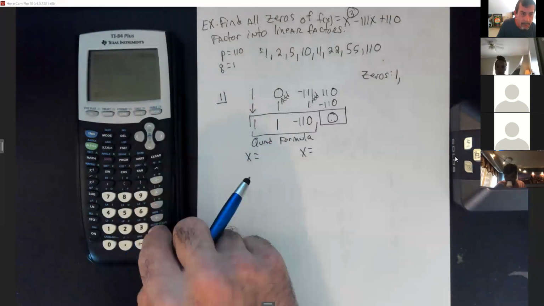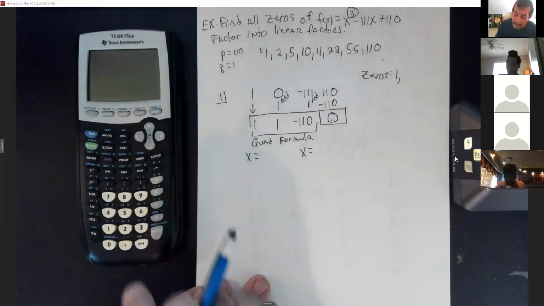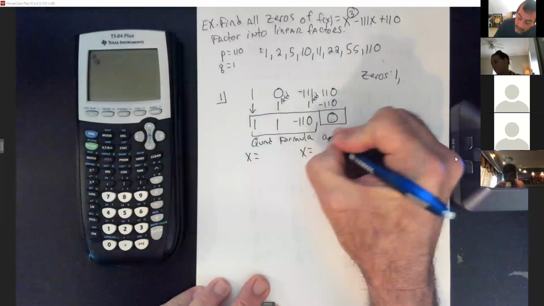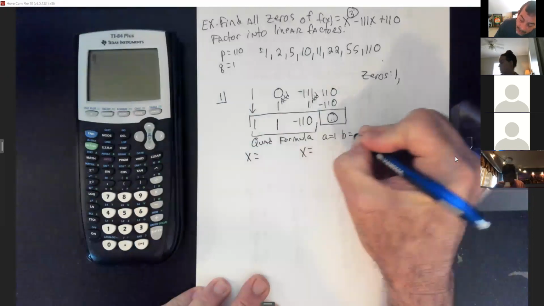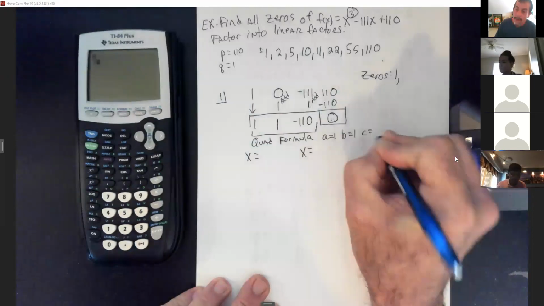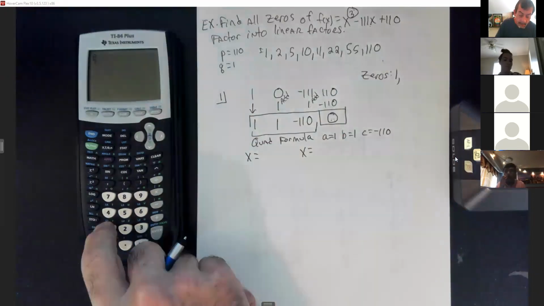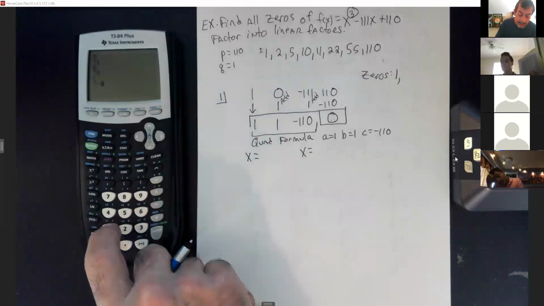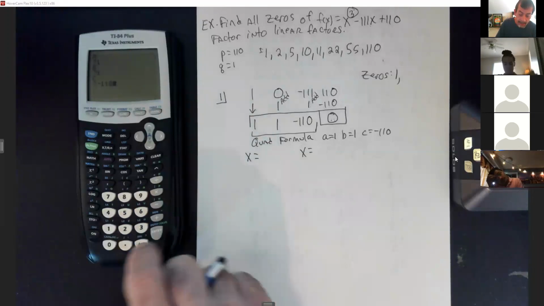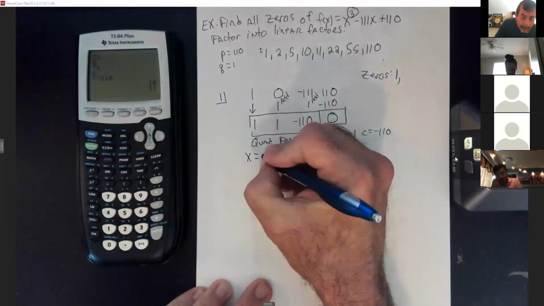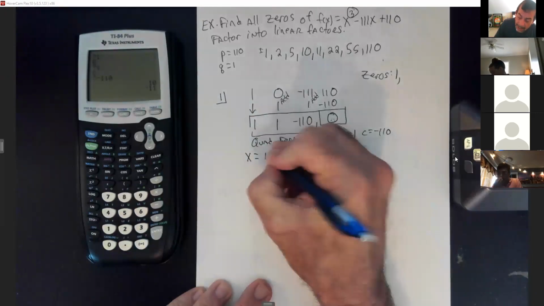Hit enter on quad and enter. So now remember, A will be 1, B will be 1, and C will be -110. So here we go. 1 enter, 1 enter, -110, enter. And looks like my X is equal to 10 and -11.